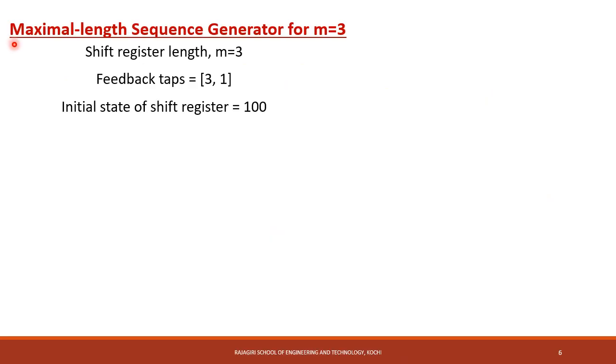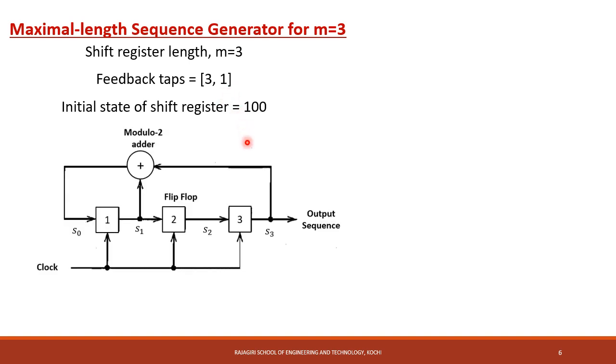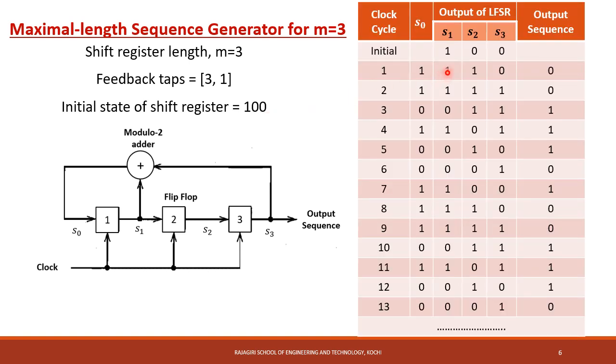Now let's see an example of a maximal length sequence generator for m equal to 3. The feedback connections are chosen from the third flip-flop and the first flip-flop. In the figure, it's clear that the input to the XOR gate is from S3 and S1. The output of the modulo 2 adder is fed back to the first flip-flop. The initial state of the flip-flops is assumed as 1, 0, 0. As you observe in this table, the initial state is 1, 0, 0.